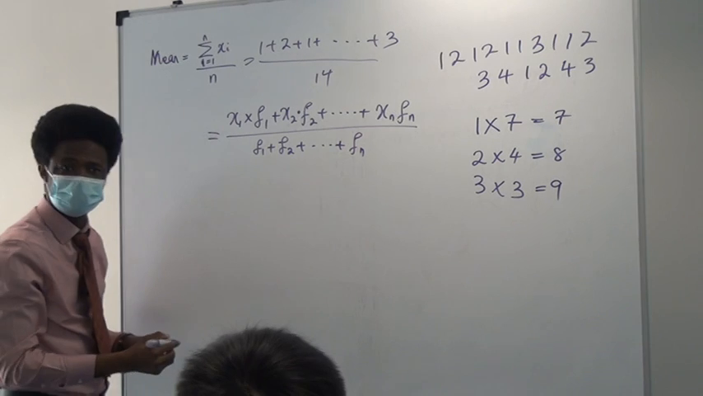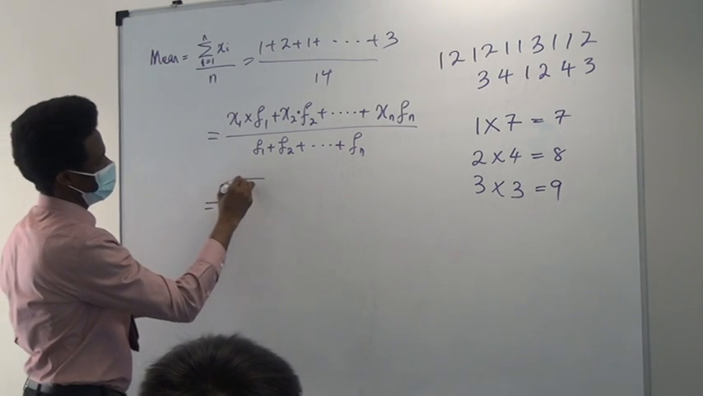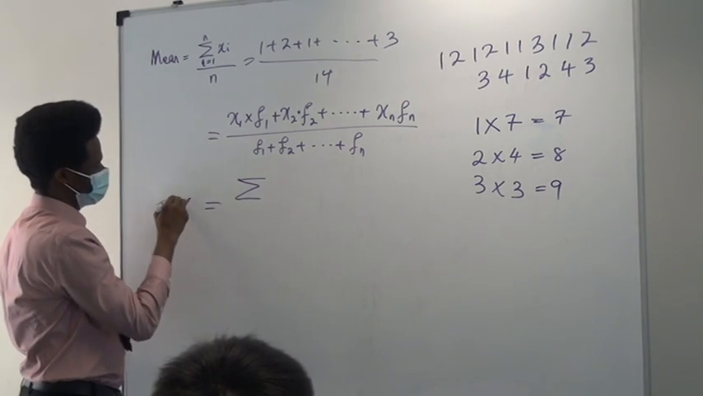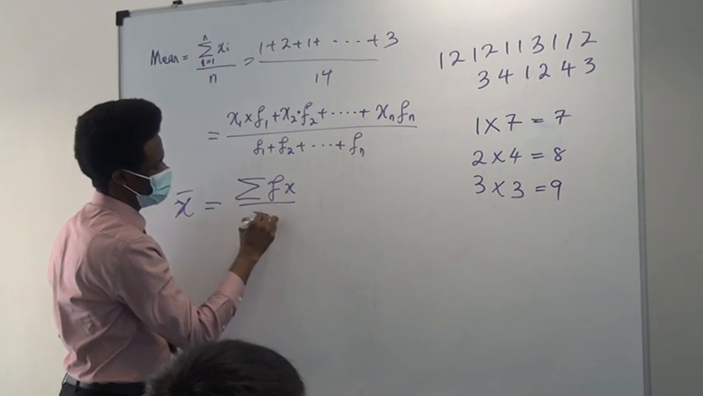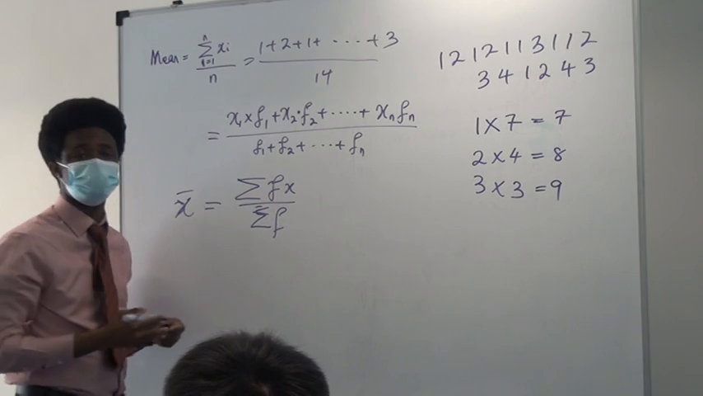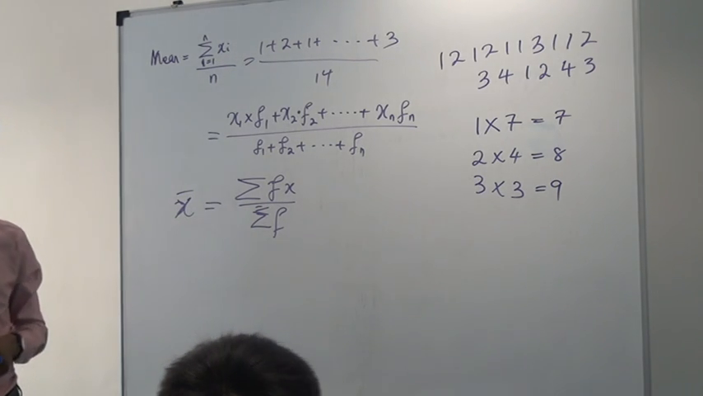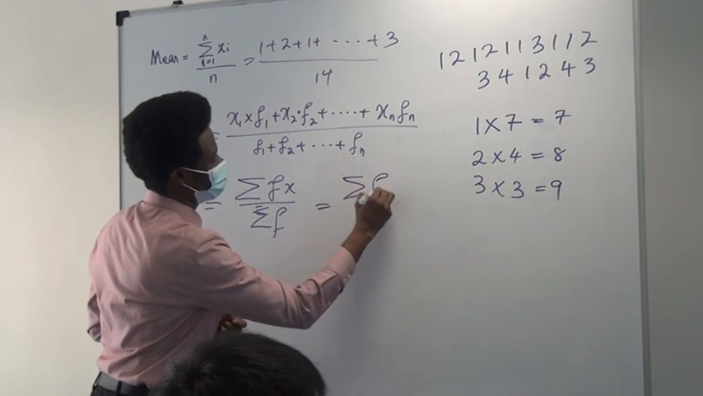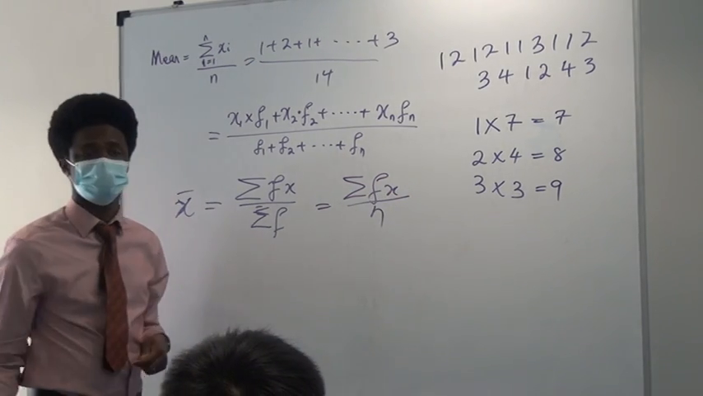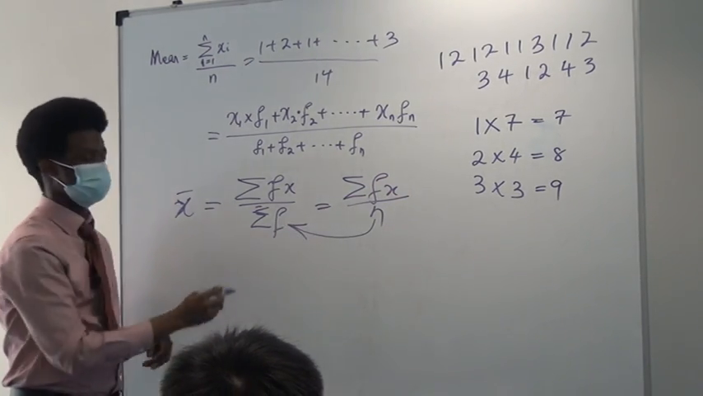Does this make sense? That is why you will often see that the mean of a distribution is summation fx divided by summation f. You must have seen this somewhere. In your formula booklet, that's what they meant by fx divided by n, because n is the summation of f. I prefer this.